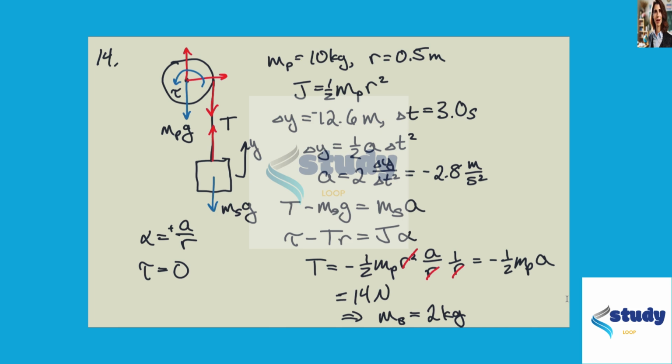And then we can find the mass of the stone from this expression here. Since we know a, we know g, and now we know T, it turns out the mass of the stone is 2 kilograms.